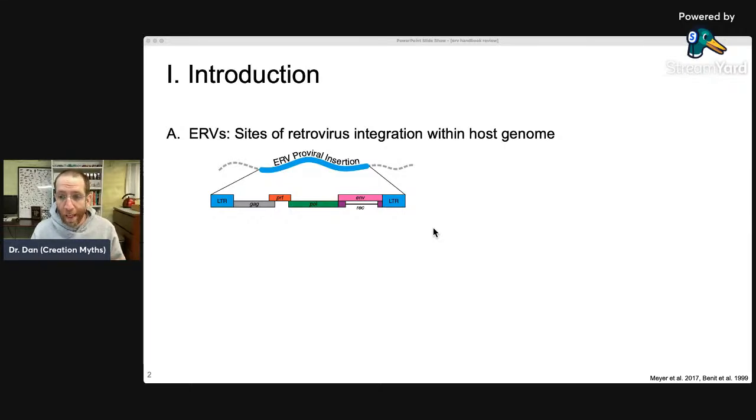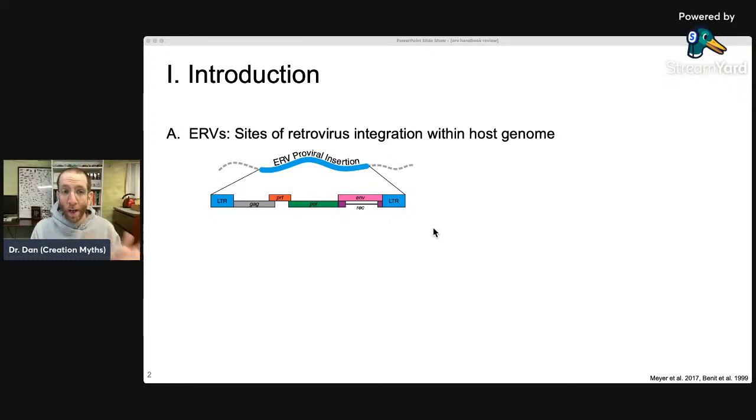An ERV is the site of a retroviral integration within the host genome. So the way retroviruses work, a little bit of background: these are viruses that, when they're in their capsids, when they transmit between hosts, have an RNA genome. When they infect a host cell, they do this thing called reverse transcription. Regular transcription is DNA to RNA. Reverse transcription is RNA to DNA.